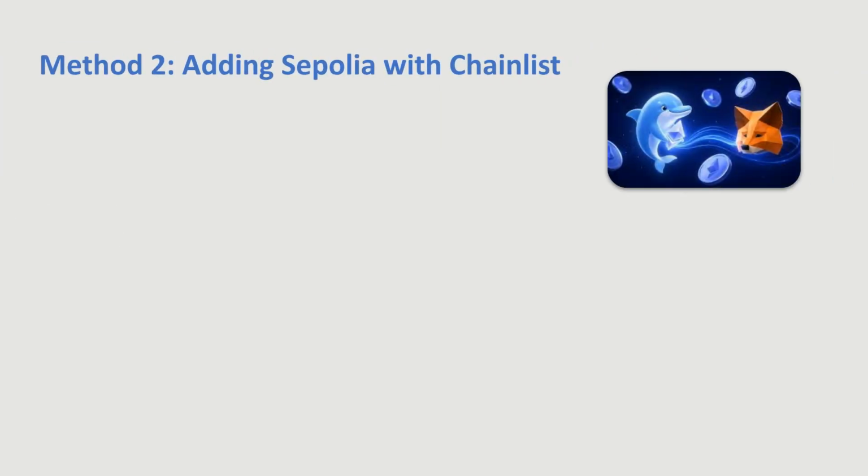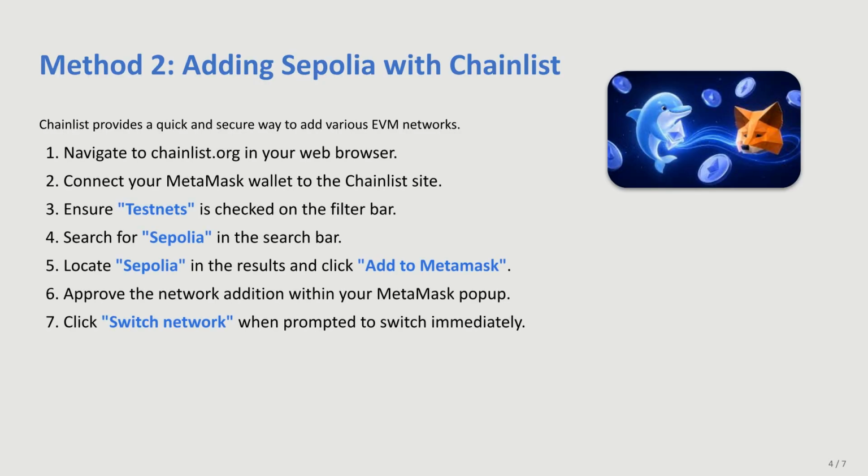Alternatively, you can use Chainlist. Visit chainlist.org, connect your wallet, ensure Testnets is checked, search for Sepolia, and click Add to MetaMask. Approve the connection and switch networks when prompted.